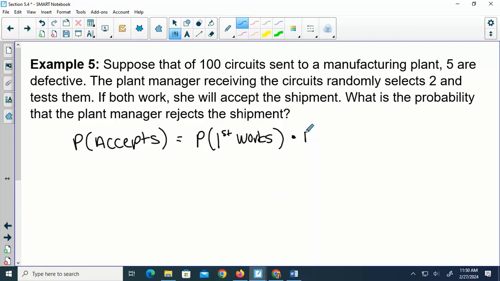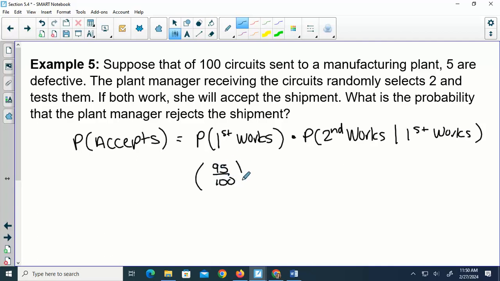So I need the probability that the second works given the first one worked. Or if we just think about this, what's the probability that the first one works? How many good circuits are there? 95 out of 100. Okay, if I took out 1, how many good circuits are left? Out of how many total? 99.